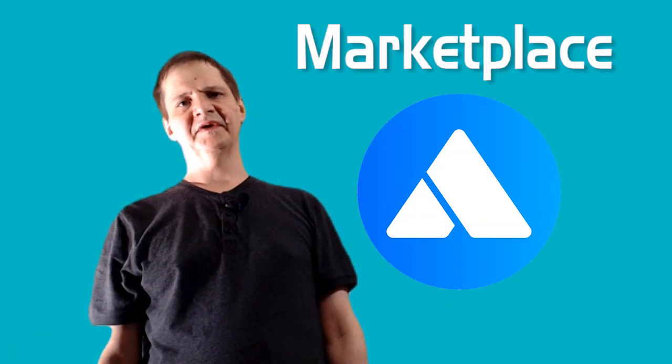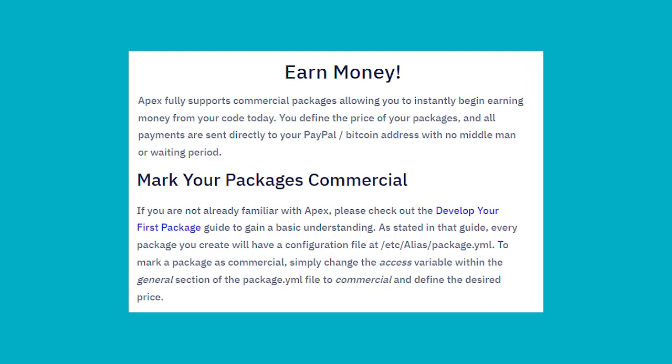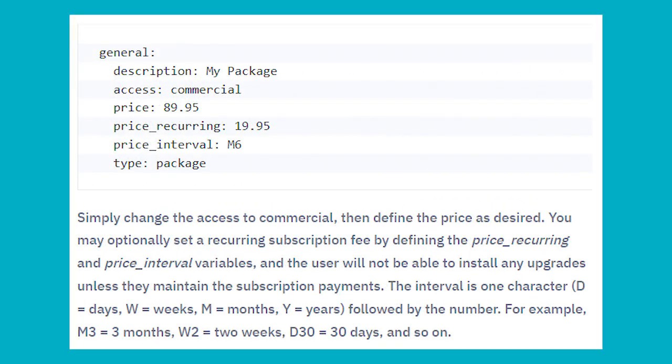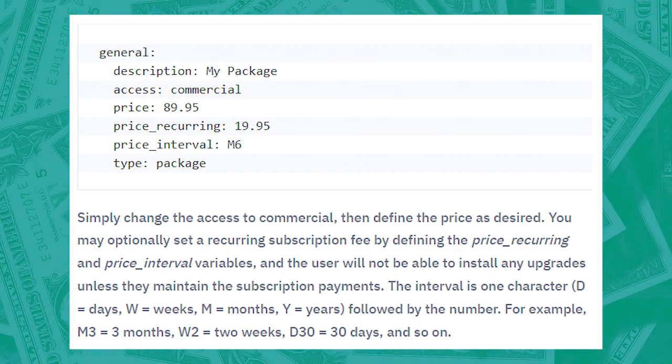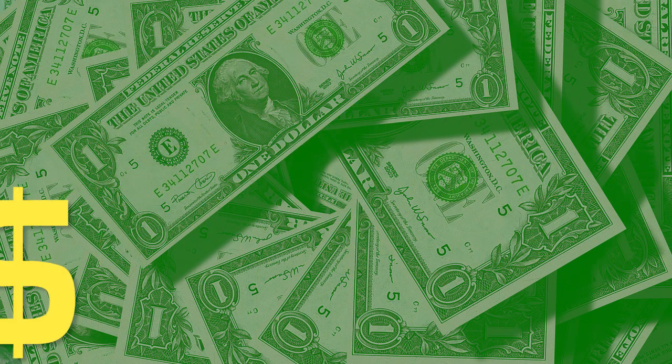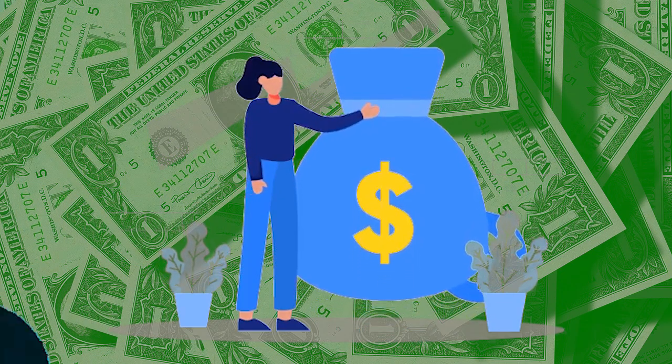On top of the development network, Apex also has a built-in marketplace, meaning developers can develop packages with any functionality they desire, mark them as commercial, set any price they desire, and publish them to the network at absolutely no cost. Anytime that package is purchased, the money goes directly to you with no middleman or waiting periods.